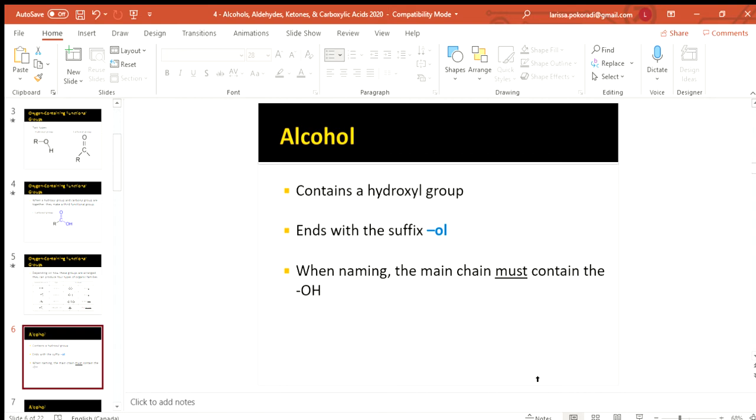So alcohols, the first one in our chart, has that hydroxyl group, has an OH, and alcohol is going to have the suffix OL. And when we were looking at other functional groups, like double bonds and triple bonds, they had to be in the main chain, right? So it's no different for this kind of stuff. That OH has to be in the main chain, even if you could build or find a longer main chain.